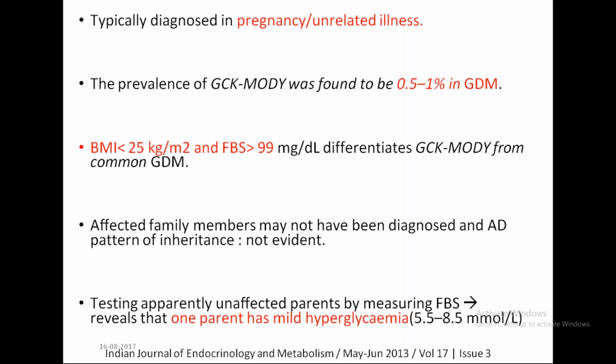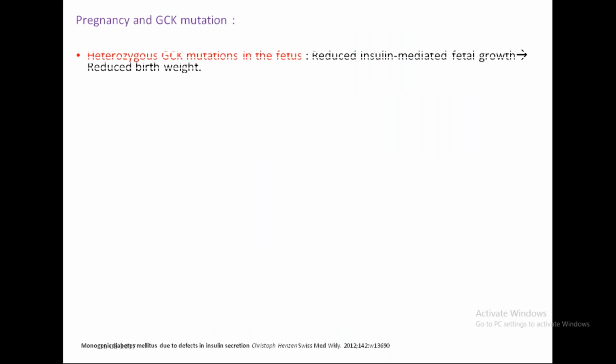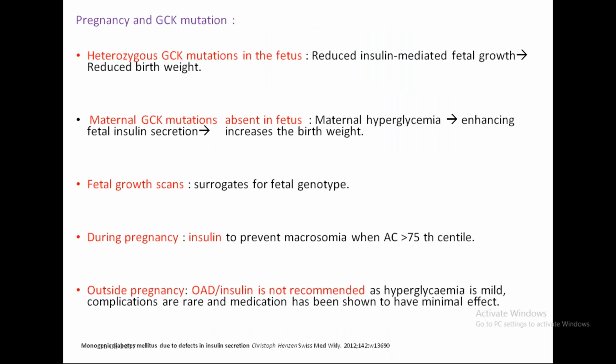Glucokinase MODY is typically diagnosed in pregnancy, and its prevalence was found to be around 0.5 to 1% in GDM. BMI less than 25 and FPS more than 99 differentiates glucokinase MODY from the common GDM. Affected family members may not have been diagnosed, and the autosomal dominant pattern is not evident. Pregnancy and glucokinase mutation is one thing you can go through.